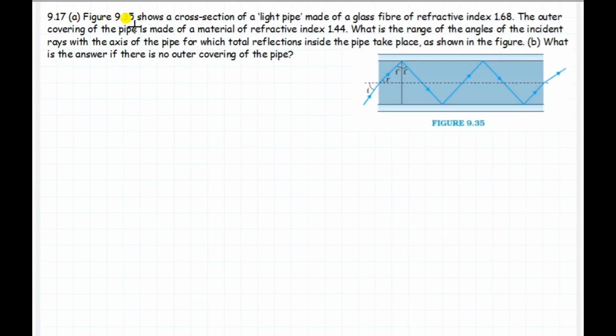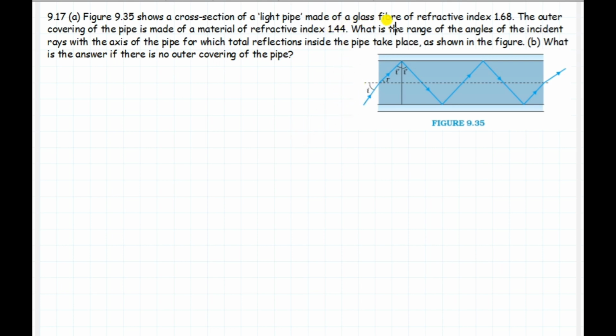Exercise 9.17. Figure 9.35 shows a cross-section of a light pipe made up of a glass fiber of refractive index 1.68. The outer covering of the pipe is made up of a material of refractive index 1.44. What would be the range of angle of incidence of rays with the axis of the pipe for which the total internal reflection inside the pipe takes place, as shown in figure B? What is the answer if there is no outer covering of the pipe? So here we have to find the range of this angle of incidence.